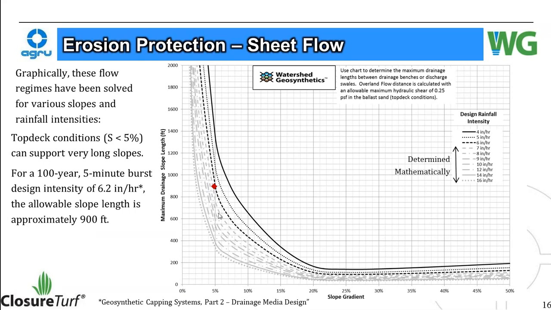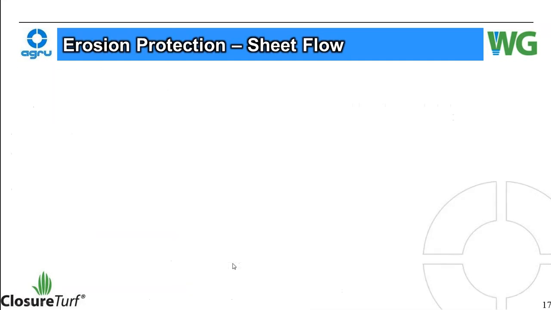Something you will notice is that some of these lines are grayed out versus these are black. And the reason being is the grayed out lines were determined mathematically. We have test data up to 6 inches, 6.6 inches per hour specifically, but these rainfall intensities were determined mathematically.